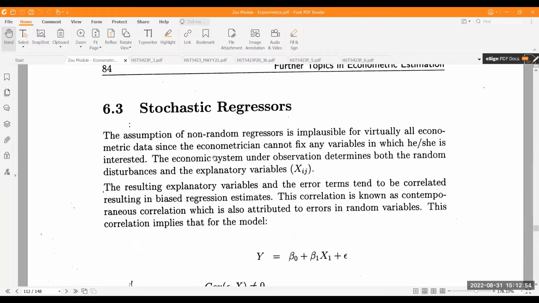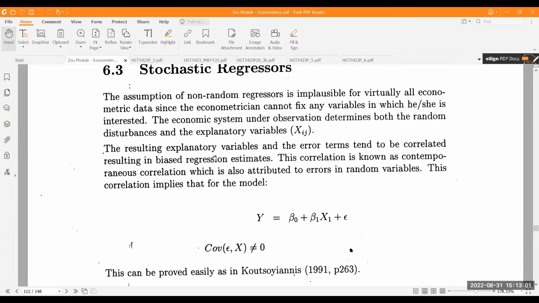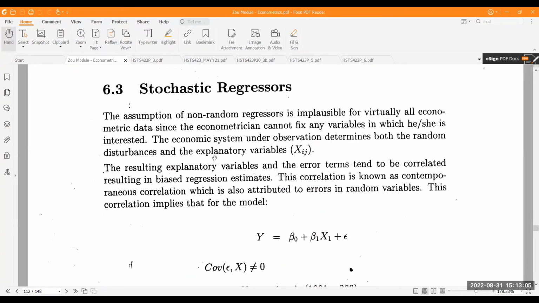Now let's move on to stochastic regressors. Are we together? Yes. Stochastic regressors. The assumption of non-random regressors is implausible for virtually all econometric data, since the econometrician cannot fix any variable in which he or she is interested. The economic system under observation determines both the random disturbance and the explanatory variable, Xij. The resulting explanatory variable and the error terms tend to be correlated, resulting in biased regression estimates. This correlation is known as contemporaneous correlation.